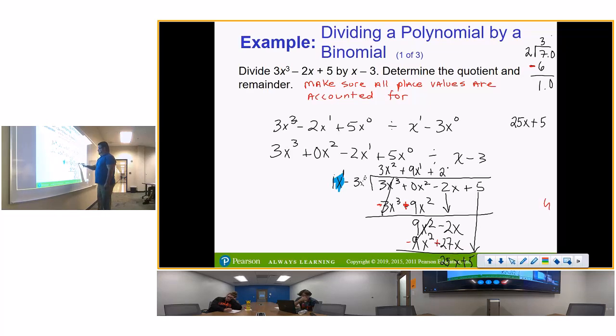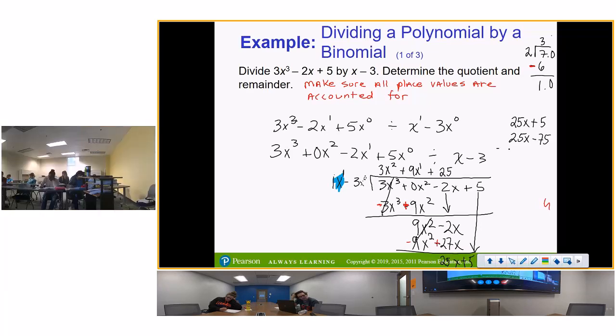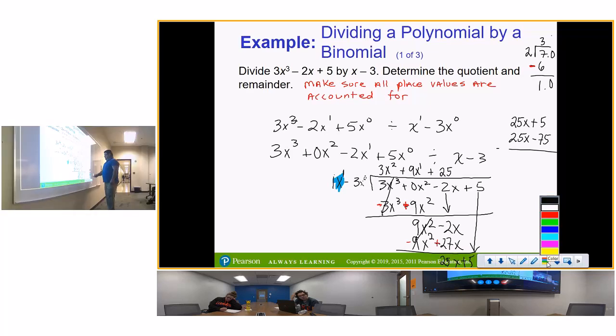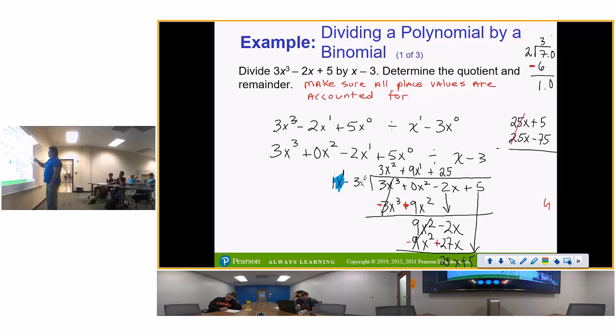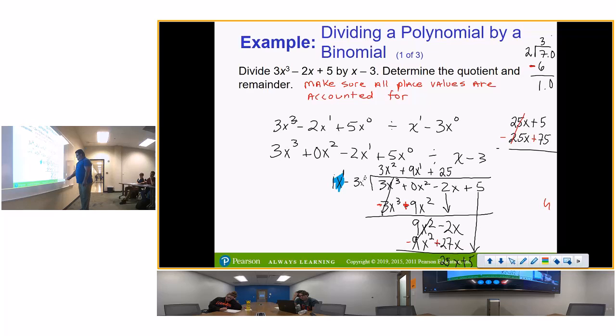How many times will x, 1x, go into 25x? 25 times. So 25 times x is 25x. And what's 25 times negative 3? And that cancels because we have a negative and a positive. And 75 plus 5 is 80, and you can write that as a remainder. You can say R 80.